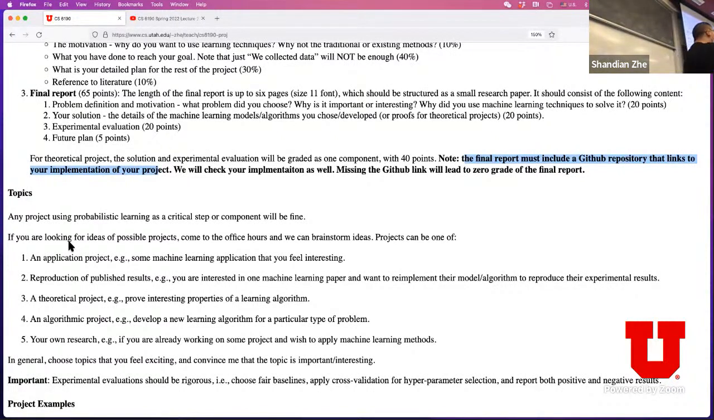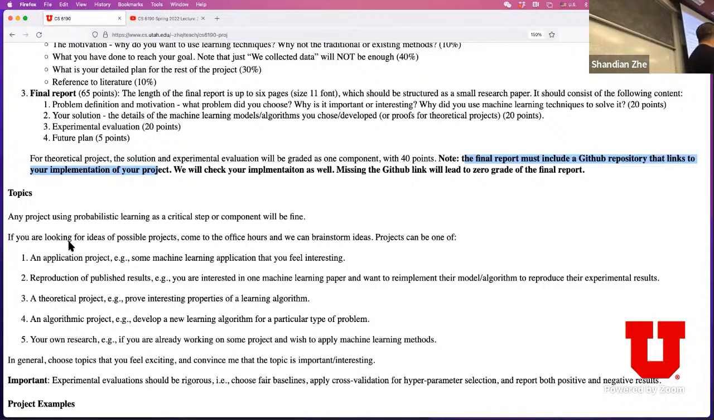Any other question? If we choose a theoretical project, then what does it mean to have a link to our implementation? Even if you compare that, you should write some script, right? You should collect data, right? We need to see this.